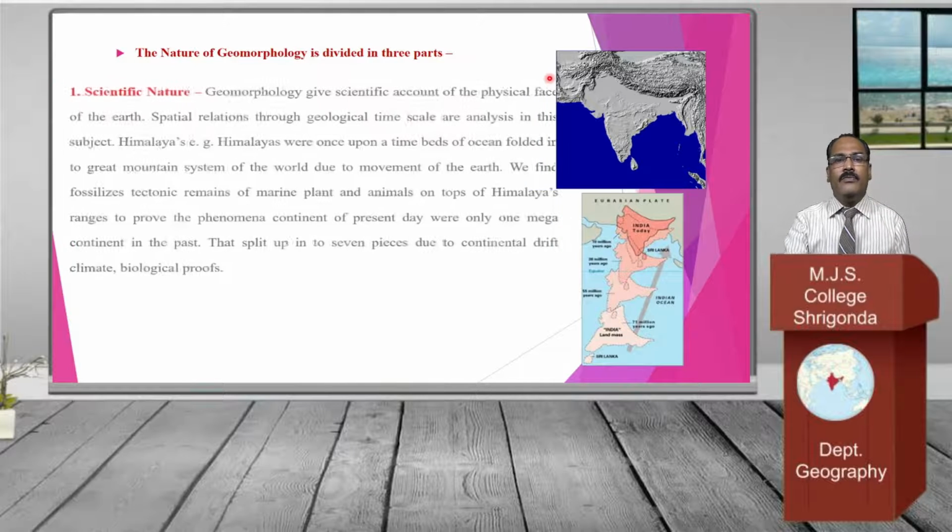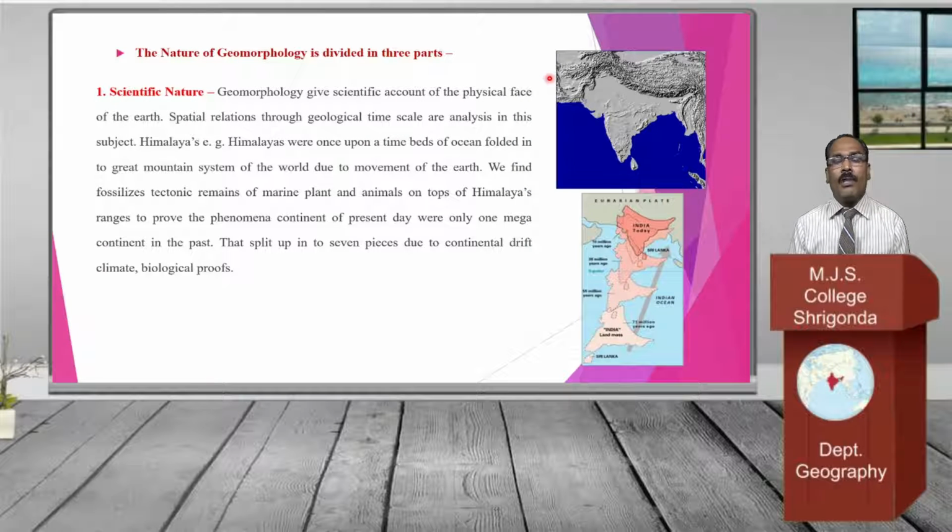The first nature is scientific nature, not just descriptions, but scientifically proven features. Geomorphology gives a scientific account of the physical face of the earth, spatial relations through the geological time scale, and analysis in the subject of the Himalayas.